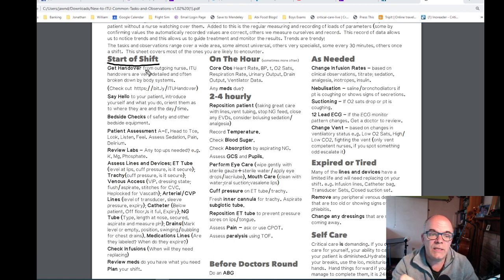Then do a patient assessment, A to E. So I do A to E, airway, breathing, circulation, disability, etc. Just run through them. So you're doing things like listening and feeling to their chest. Now, we've stopped using stethoscopes in my unit, so you probably won't be listening to their chest anymore. But you need to assess their sedation levels.